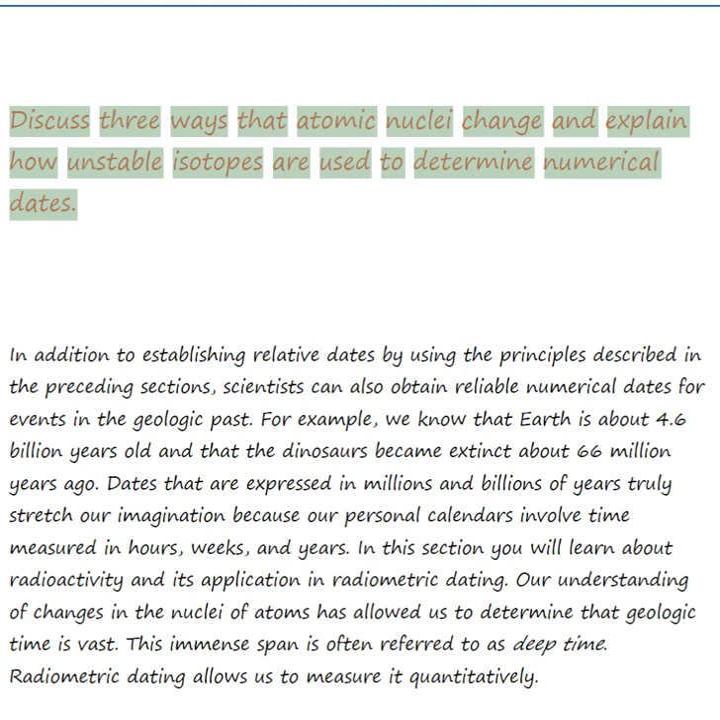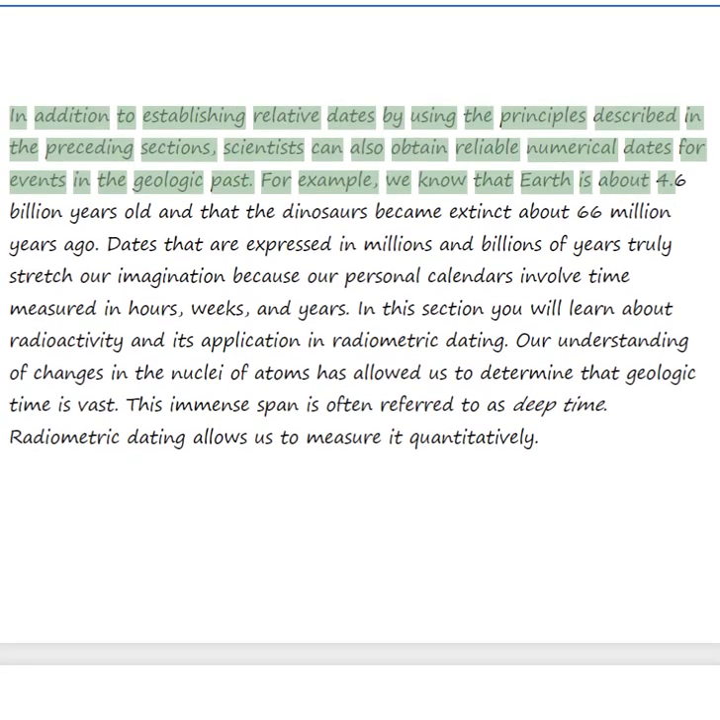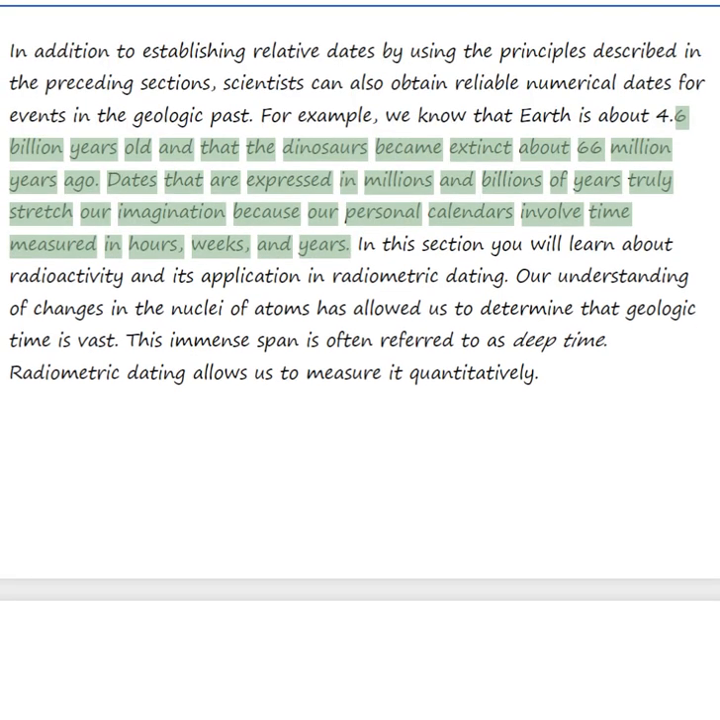Discuss 3 ways that atomic nuclei change and explain how unstable isotopes are used to determine numerical dates. In addition to establishing relative dates by using the principles described in the preceding sections, scientists can also obtain reliable numerical dates for events in the geologic past. For example, we know that Earth is about 4.6 billion years old and that the dinosaurs became extinct about 66 million years ago.